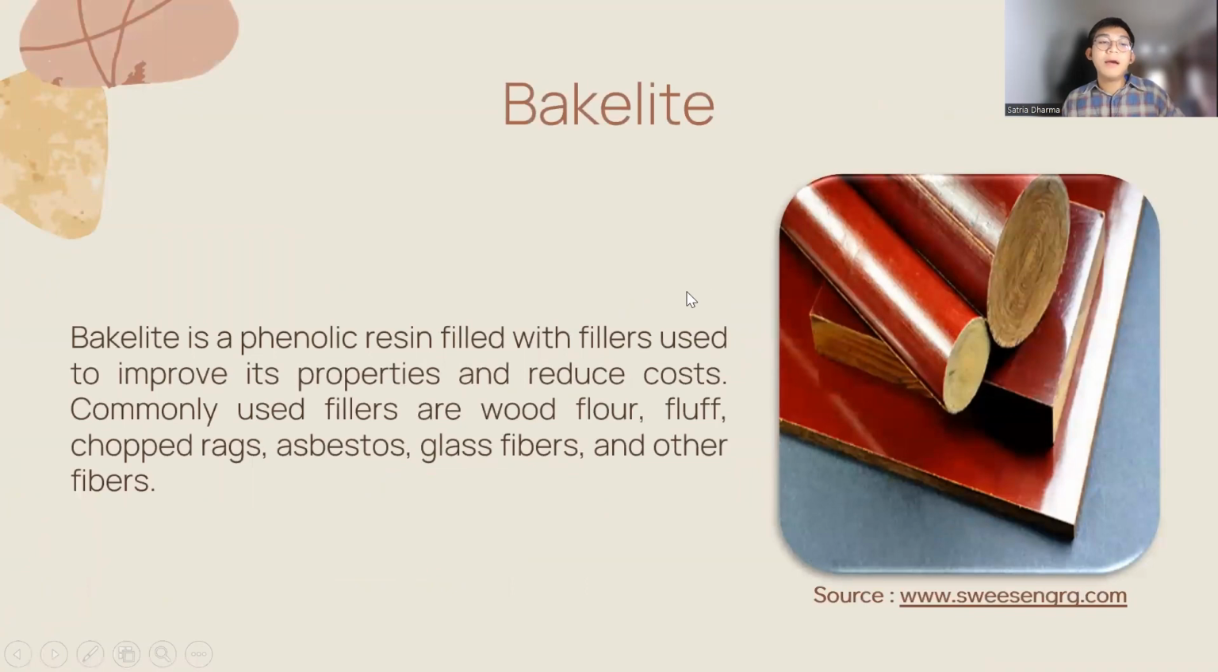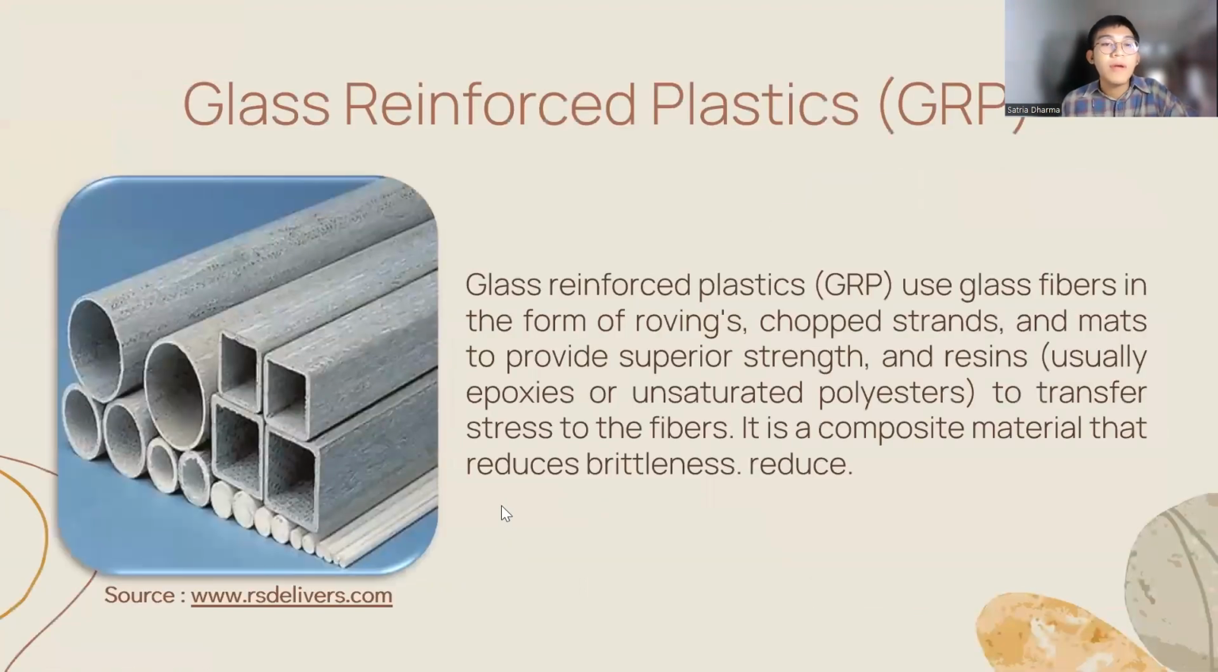First is bakelite. Bakelite is a phenolic resin filled with fillers used to improve its properties and reduce costs. Commonly used fillers are wood flour, fluff, cup rags, asbestos, glass fibers, and other fibers. Glass reinforced plastic or GRP. Glass reinforced plastic uses glass fibers in the form of rovings, chopped strands, and mats to provide superior strength, and resin, usually epoxy or unsaturated polyester, to transfer stress to the fibers. It is a composite material that reduces brittleness.